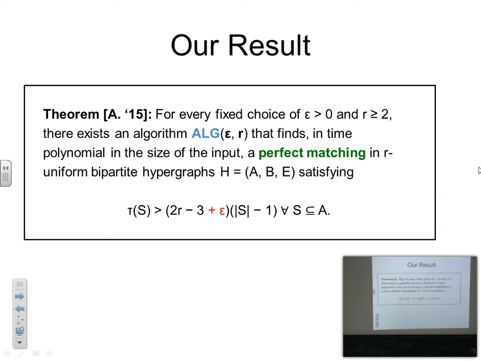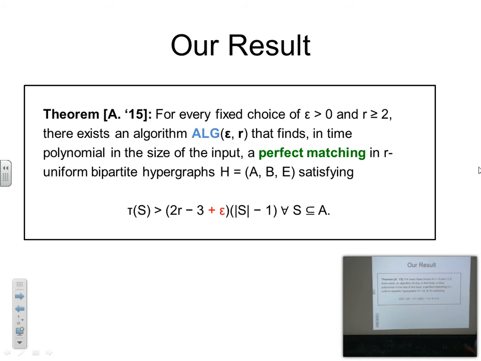And yeah, so this is one formulation of the theorem. Let me just read it to you. For each fixed choice of epsilon and r, so you fix r and you fix epsilon, there is an algorithm that depends on epsilon and r, and it takes as input r-uniform bipartite hypergraphs. So the number of edges and the number of vertices are now the varying parameters. And all of these hypergraphs satisfy this condition. Then the algorithm is guaranteed to find a perfect matching and terminate in polynomial time.